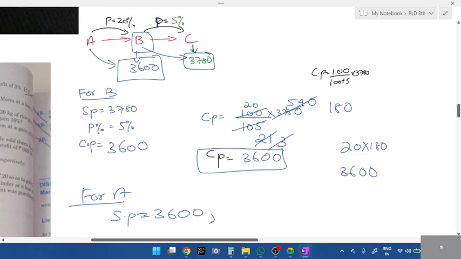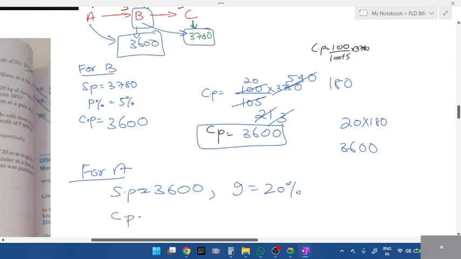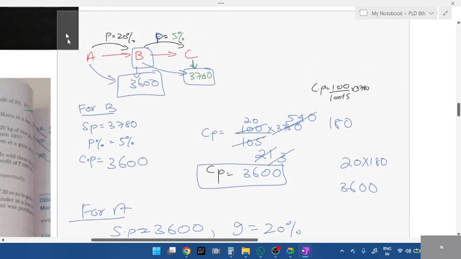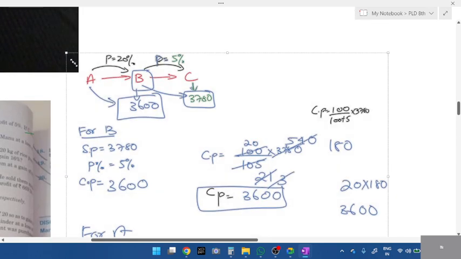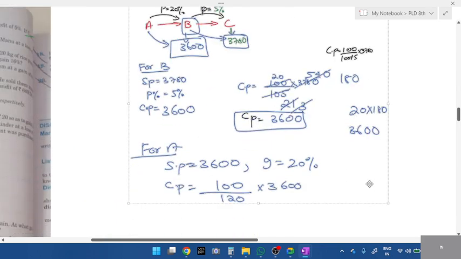Next, for A what is gain percent or loss percent? Look at the top one. Yeah, what is gain percent? 20. So from here, is it possible to find cost price? What's the formula, students? 100 divided by 100 plus 20 is 120 into 3600. All of you understood how to solve this question? Any doubts?